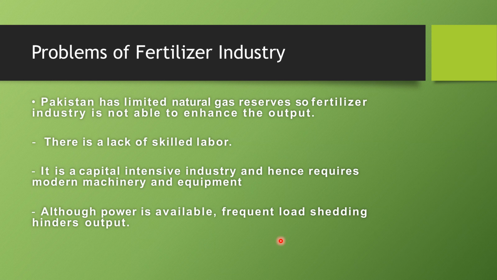A primary component that is required in the manufacturing of fertilizer is natural gas. And moreover, gypsum is also a component which is required. Gypsum, limestone, natural gas, these are the components which are required for the manufacturing of fertilizer. So a question can come asking you the raw material of fertilizer, so you need to remember this thing as well.